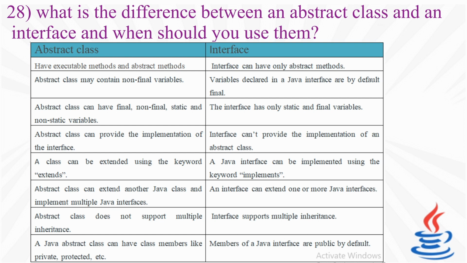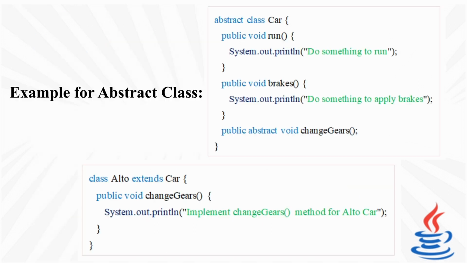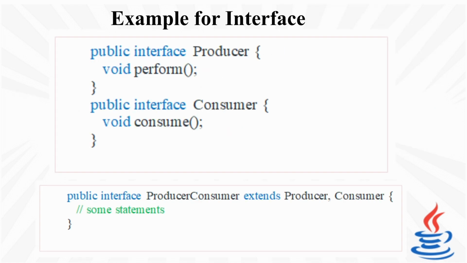But members of a Java interface are public by default. In this example, there is a class car with two normal methods run and brakes and one abstract method change gears. Here, change gears is implemented in the extended class Alto. In this example, there are two interfaces producer and consumer with perform and consume function respectively.